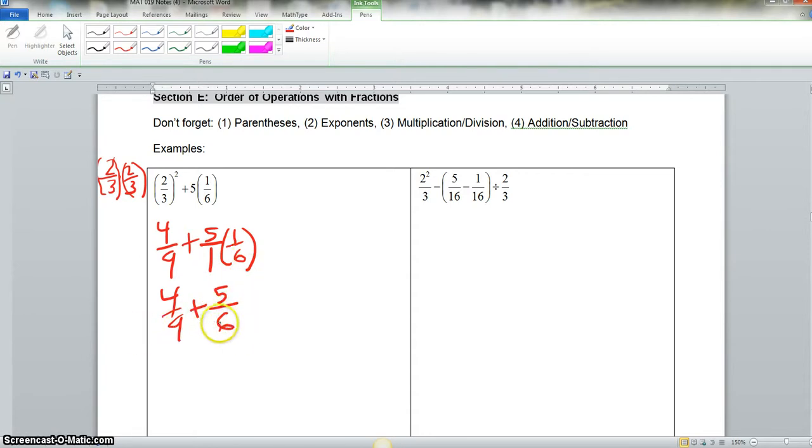Now we have to find the common denominator of 9 and 6. Common denominator of 9 and 6, we could use 18.